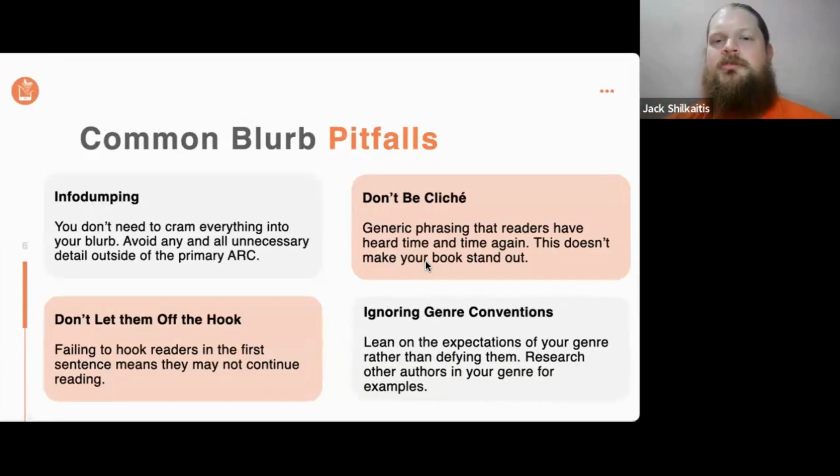And I'm rephrasing this as a common blurb pitfall. Ignoring genre conventions is another one. You need to lean on the expectations of your genre rather than defying them in most cases. I recommend you research other authors in your genre for examples of what's typical. But I would generally say avoid all the big names, right? The household names that everybody knows about.